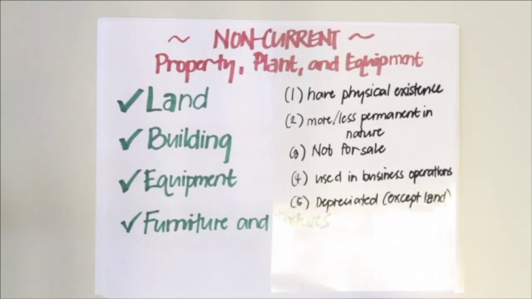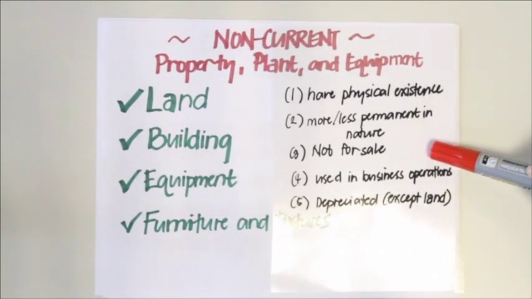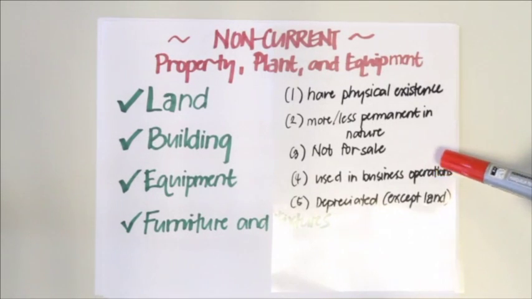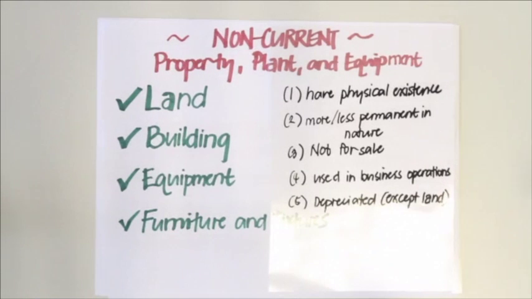So first, it must have a physical existence, and second, it must be more or less permanent in nature. Third, it shouldn't be for sale. Fourth, it should be used in the business operations. And 5, they must undergo depreciation. Well, except for land, since it doesn't depreciate.